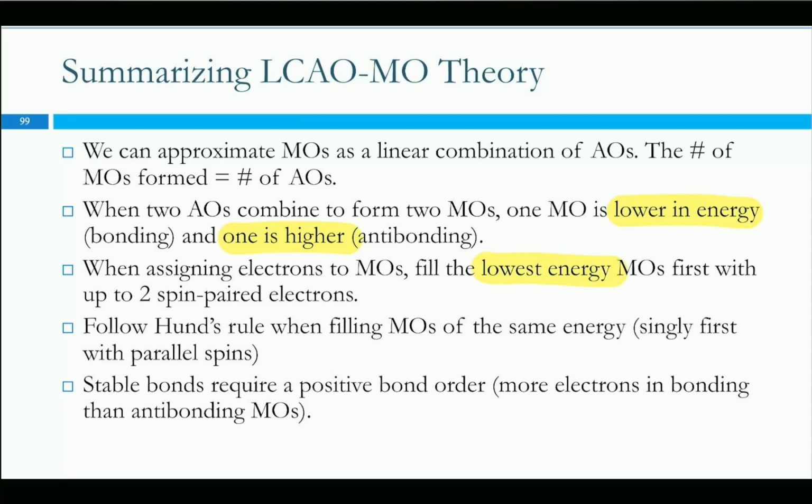So lowest energy first, and then you pair them up to highest energy. We're still going to follow Hund's rule. And then stable bonds require a positive bond order. Even if it's a half, that's still positive.